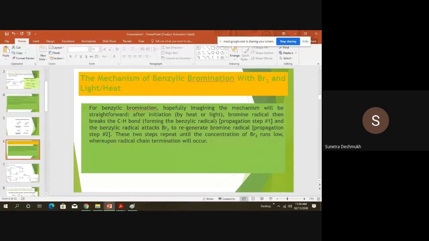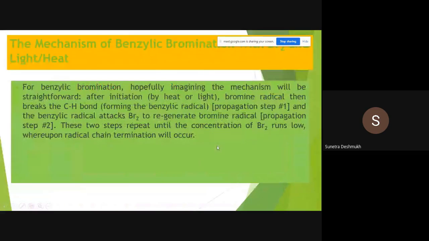Next one here, mechanism. When we regenerate the bromine radical, these two steps shall repeat until the concentration of Br2 runs low. This line is very important.